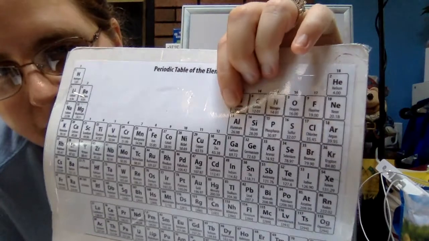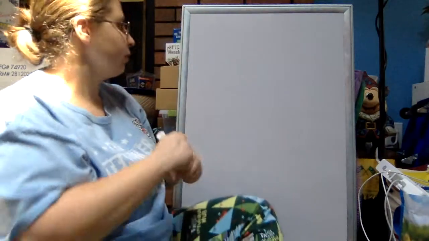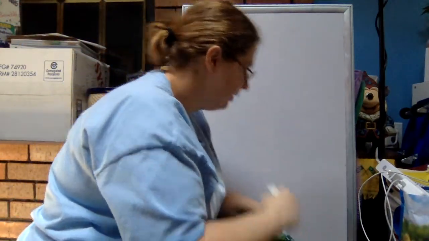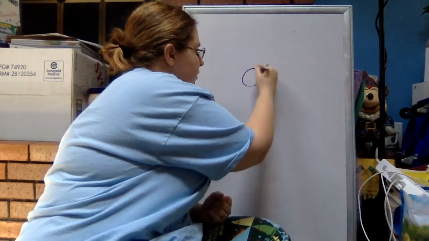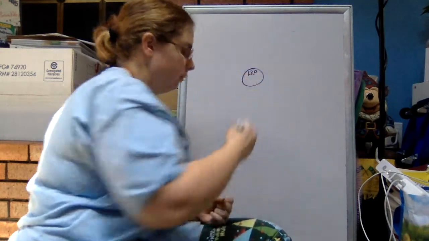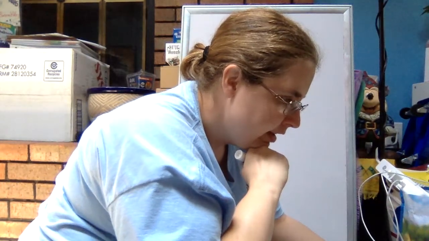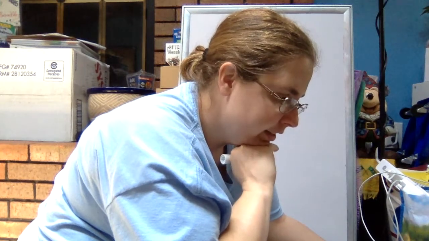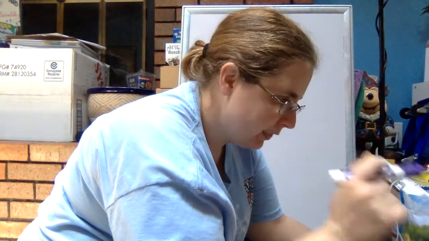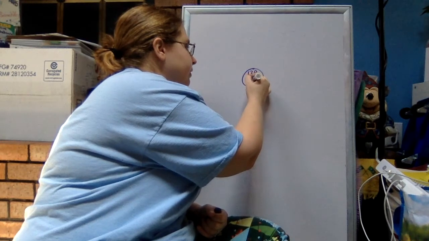Aluminum has an atomic number of 13, so that tells us it has 13 protons. So I'm going to start with my nucleus. So, 13p. I want to figure out the average number of neutrons. The atomic mass for aluminum is 26.98. We can round that to 27. 27 minus 13 would be 14 neutrons.